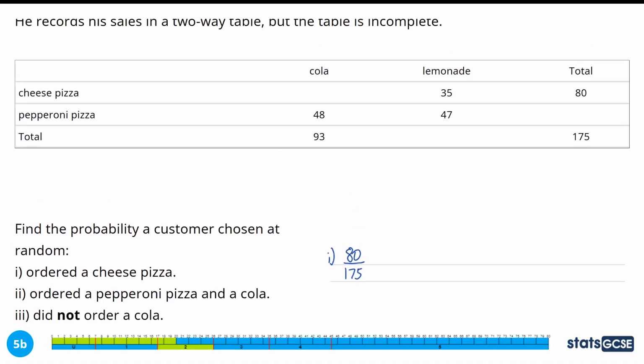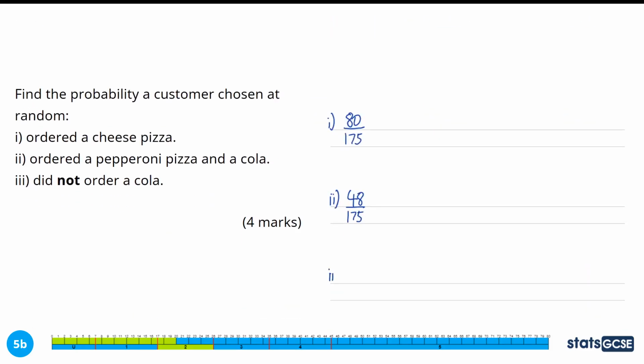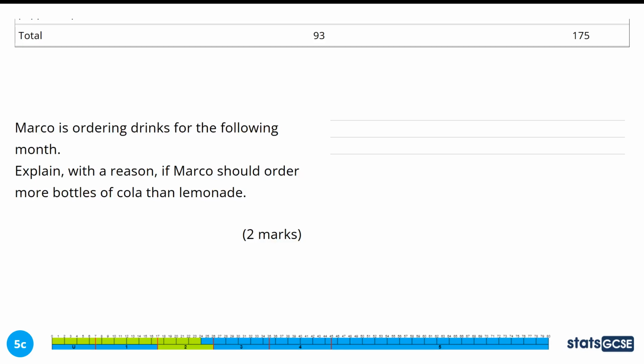Now, did not order a cola is exactly the same as saying ordered a lemonade. And there were 82 that ordered a lemonade. So it's going to be 82 over 175. Marco is ordering drinks for the following month. Explain with a reason if Marco should order more bottles of cola than lemonade.